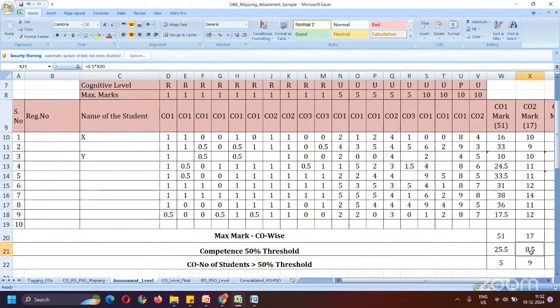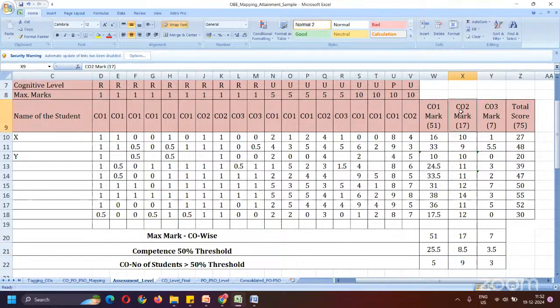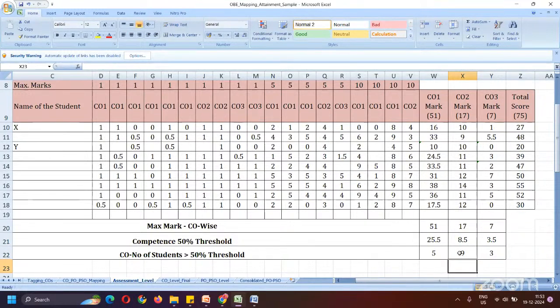Likewise, I will be defining the competence for each CO. For CO2, overall I have asked 17 marks. Out of 17, 50% is 8.5. So I have measured how many students have secured 50% of marks in CO2. Almost all the students, not almost, it is all the students, have scored more than 8.5. So the number of students who achieved the benchmark is 9. Now look at the case of CO3, where I have asked a question for 7 marks.